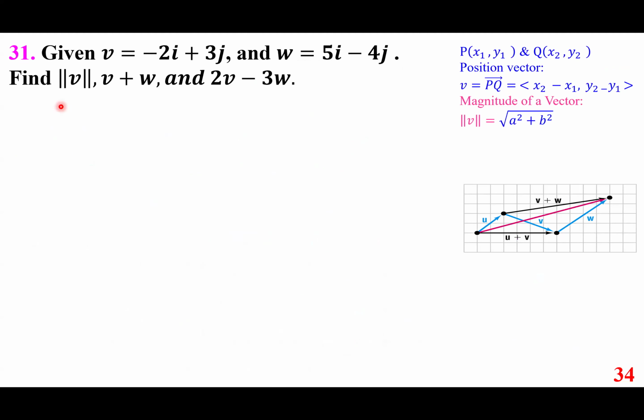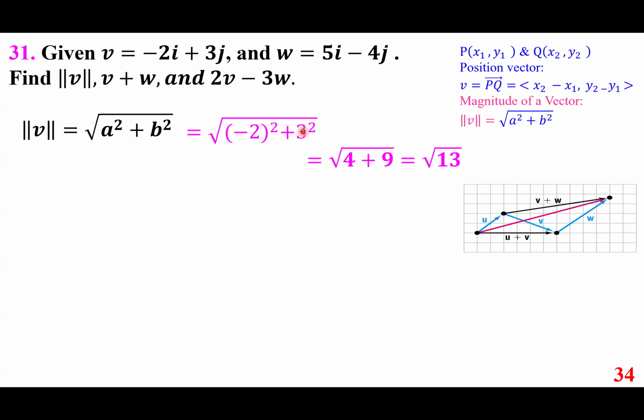Now, given v and w, we want to find the magnitude of v, v plus w, and 2v minus 3w. Starting with the magnitude of v: negative 2 quantity squared plus 3 squared under the radical. This is 4, this is 9. We get the square root of 13. For v plus w, just add them up, and to add them up, just add up the components, meaning this one and this one. They add up to 3i. These two add up to minus j, and you're done.